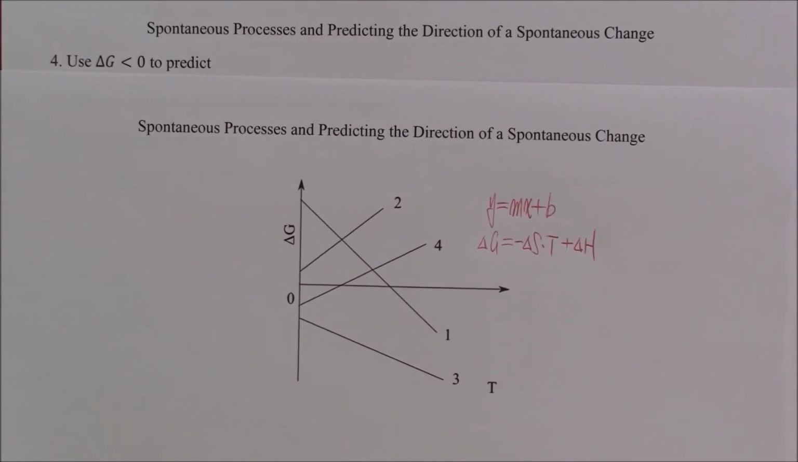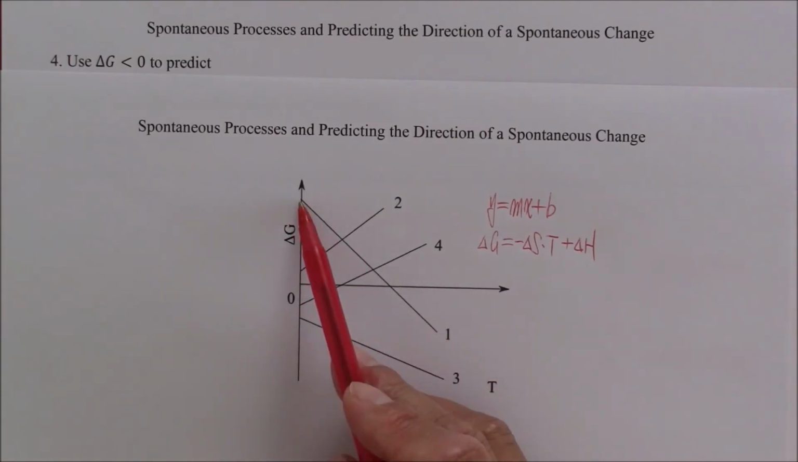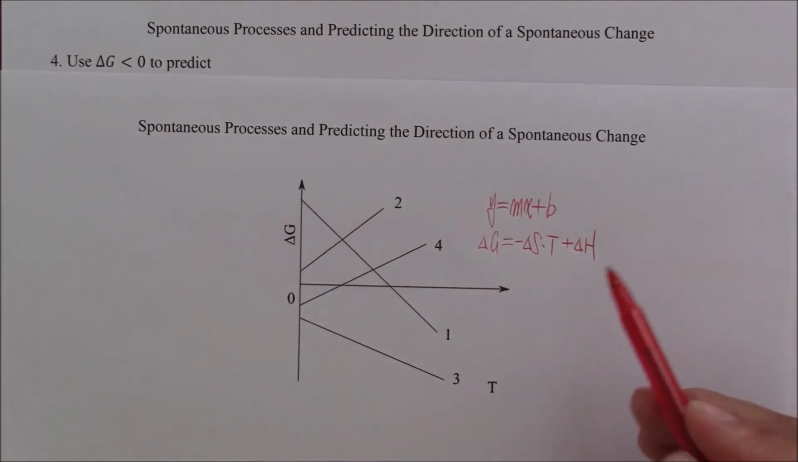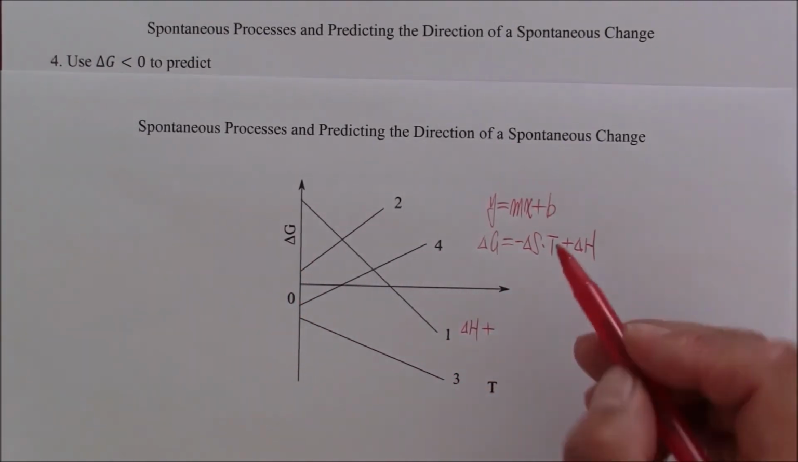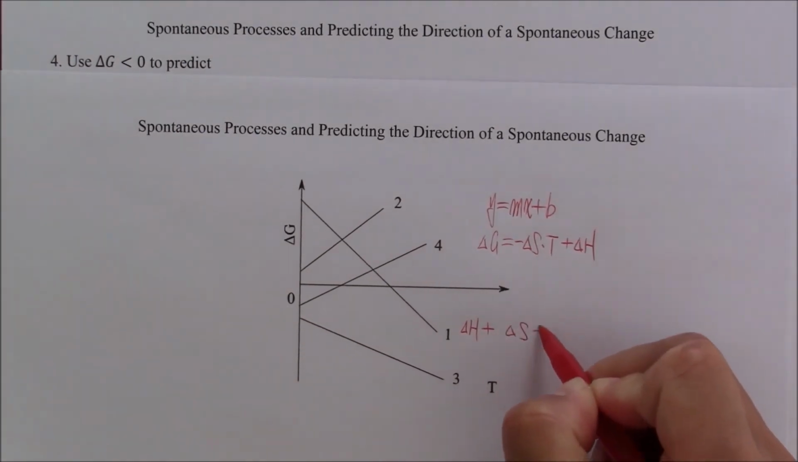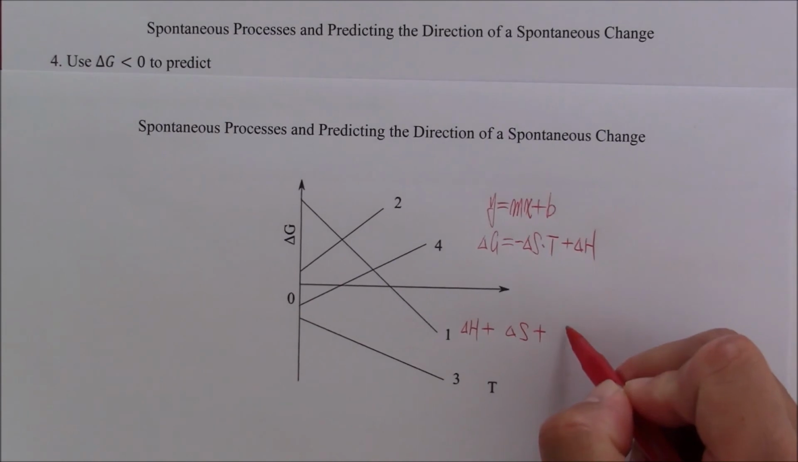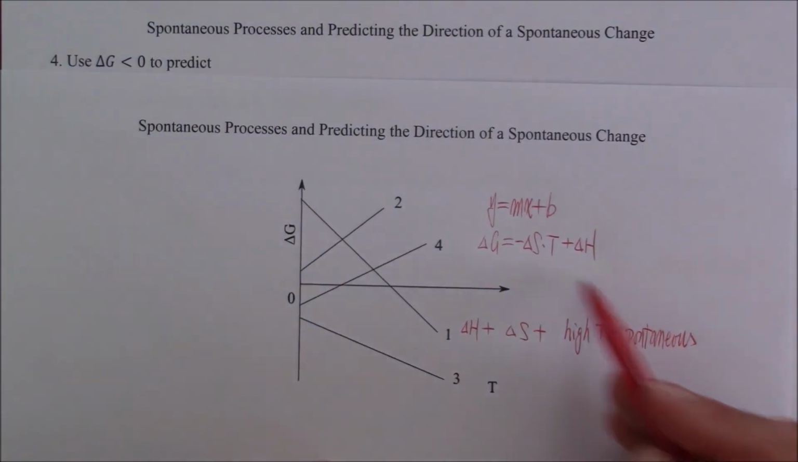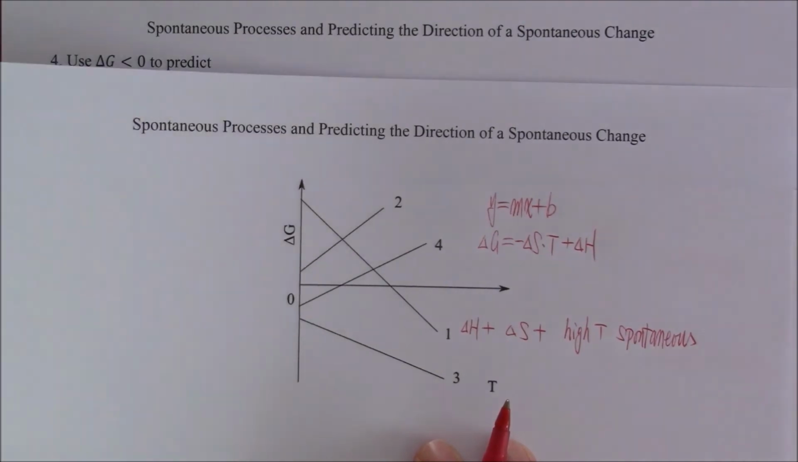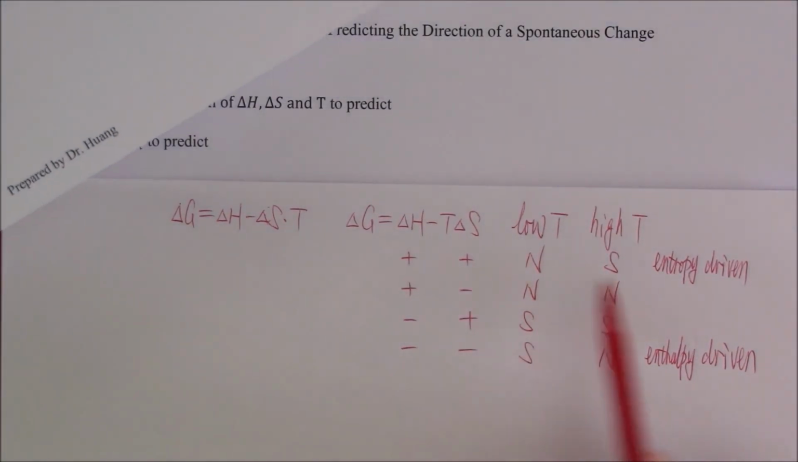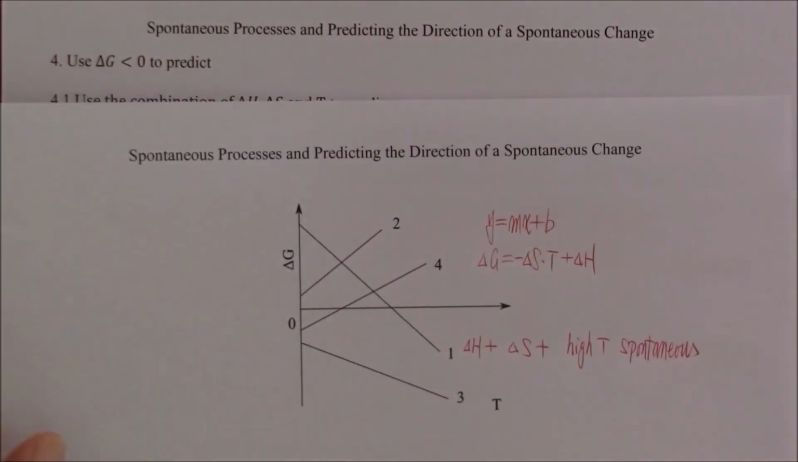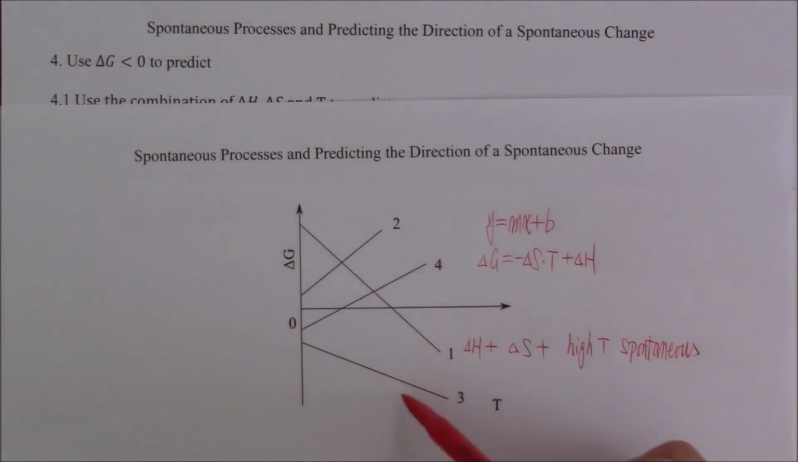Then let's try to match the previous scenarios we talked about. Let's look at the first line. The y-intercept is positive. That means delta H is positive. And then the slope is negative. Therefore, delta S is positive. At high temperature, it is spontaneous. This is the same conclusion we got from the previous analysis: positive, positive, high temperature. Then I think you can finish the other analysis for 2, 3, and 4.